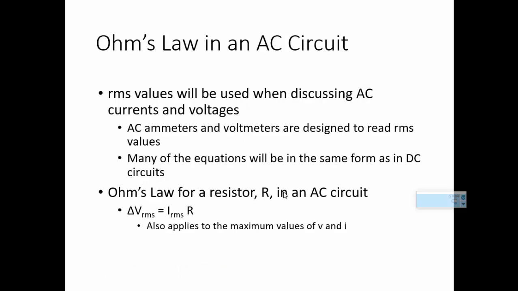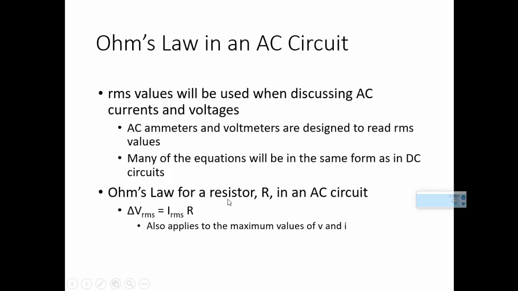Now, Ohm's law in an AC circuit. RMS values will be used when discussing AC current and voltage. Remember, these RMS values are calculated, and they could be used when discussing AC currents and voltages. That's the point. Now, AC ammeters and voltmeters are designed to read RMS values, just like I told you before in class. Many of the equations will be in the same form as in DC circuits.